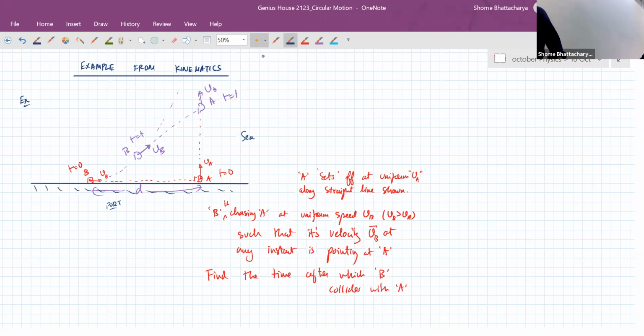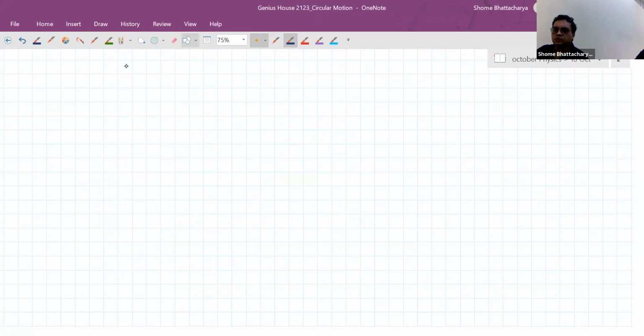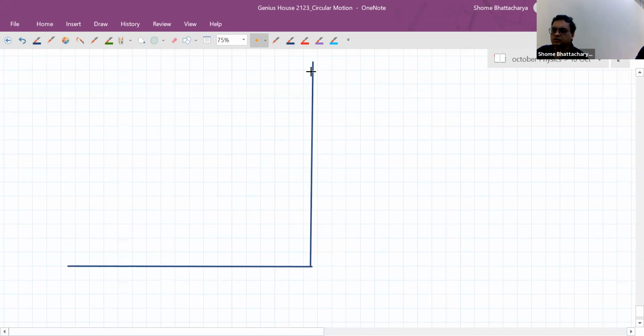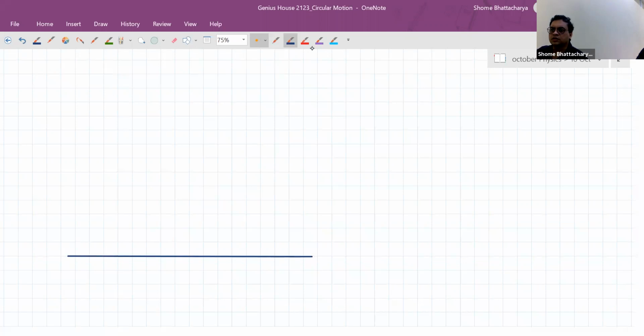Okay, so let's first make a slightly more detailed diagram. This was my starting position, let's say. Yeah, so A started from here and B started from here. So this was the velocity vector initially.